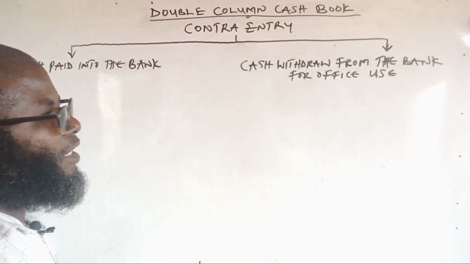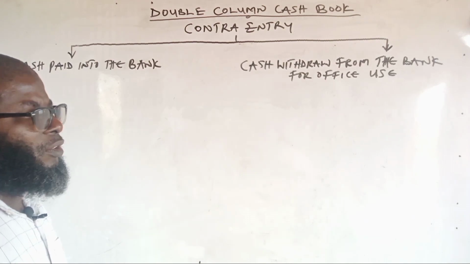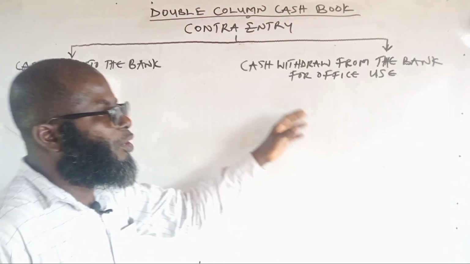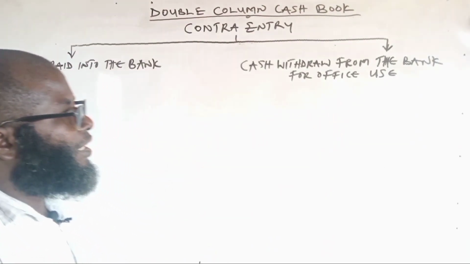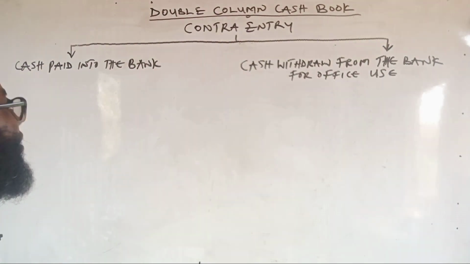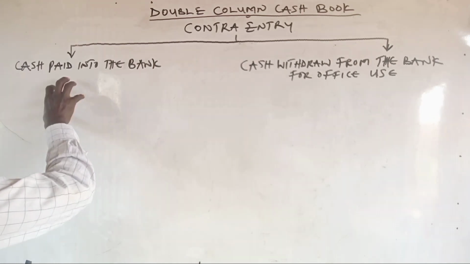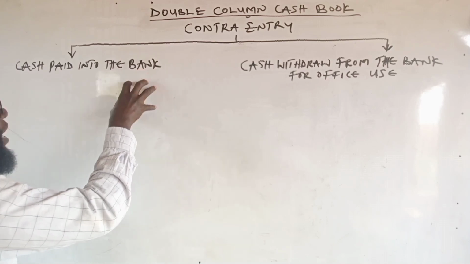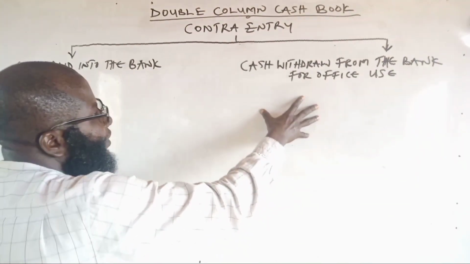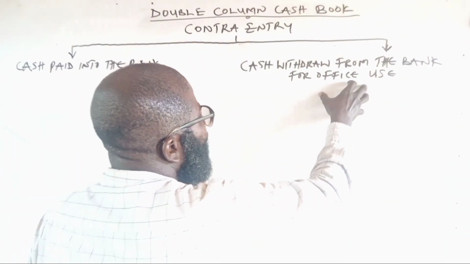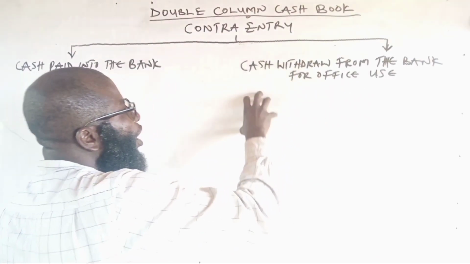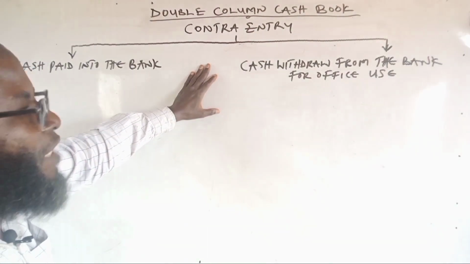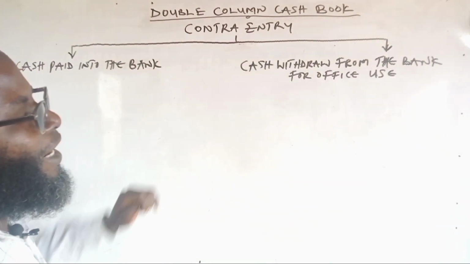Contra entry is a case whereby a transaction is involved in both the cash account and the bank account. In a nutshell, contra entry means that cash is taken from the cash account and paid into the bank account, and vice versa, when cash is withdrawn from the bank to the office for office purpose. Such a concept is regarded as contra entry.